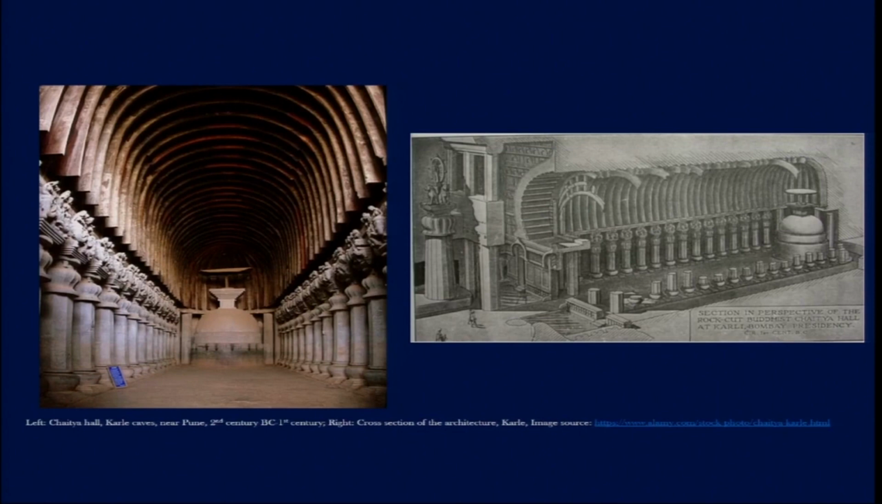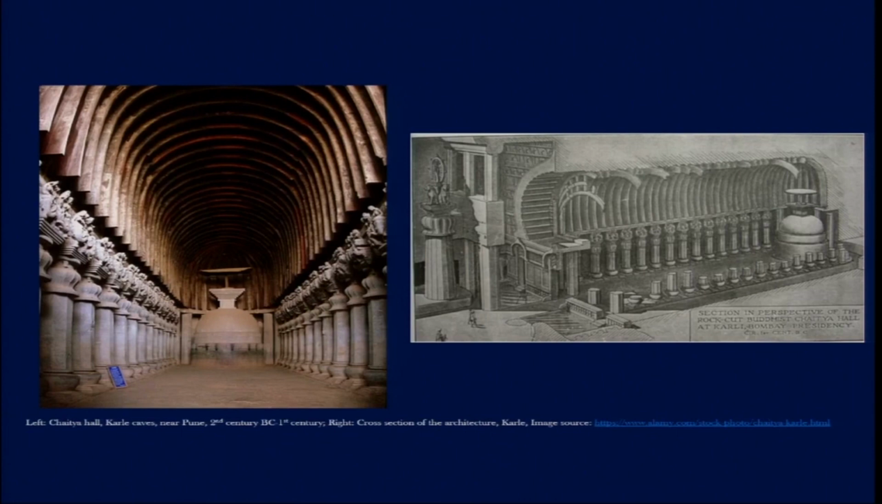So, in the cross section of the Karla caves that we find on the right side of the image, what we see is this trifoil arch that is the entrance to this entire cave or Chaitya hall, and then inside there are rows of columns. Those columns are also carved from the stone, from the living rock, and the columns also had this vault-like structure on top of them. So, in a way, the arch-like structure had its repetition all along this hallway.